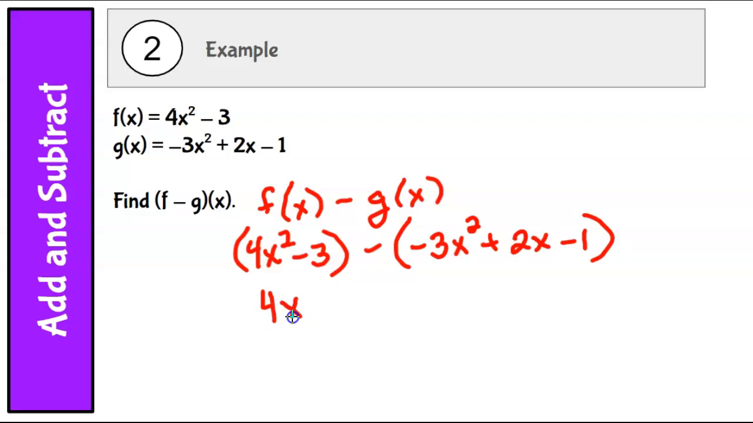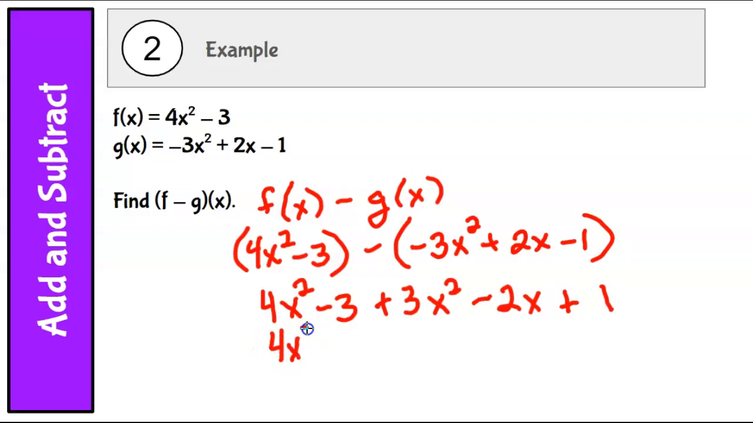So if I remove the parentheses, subtracting a negative makes that a plus 3x squared. Subtracting a positive makes that a minus 2x. And subtracting a negative makes that a plus 1. So everything in the second set of parentheses, only the second set of parentheses changes signs. So negative to plus, plus to minus, minus to plus. If it was a plus here, I could just remove the safety bubble of parentheses and proceed as before.